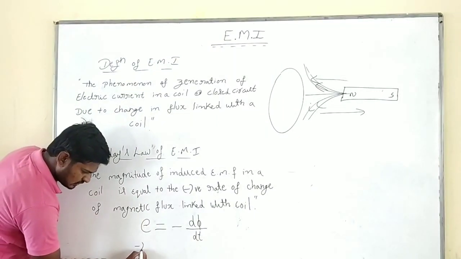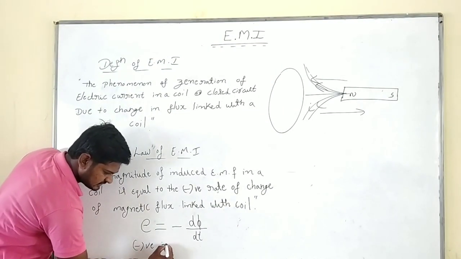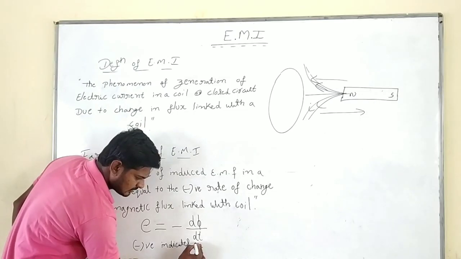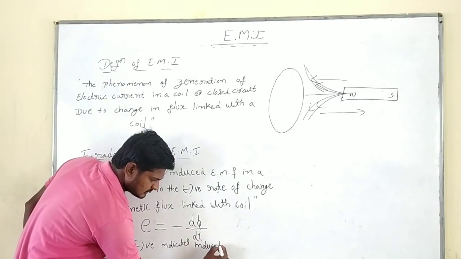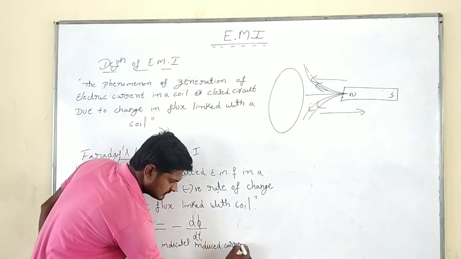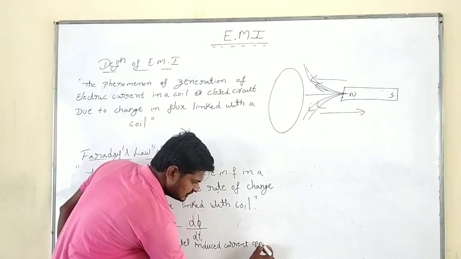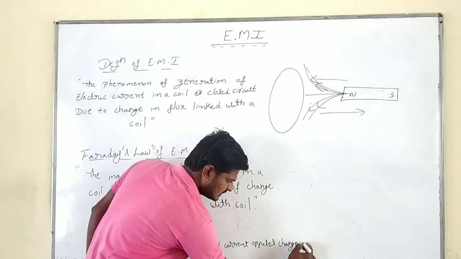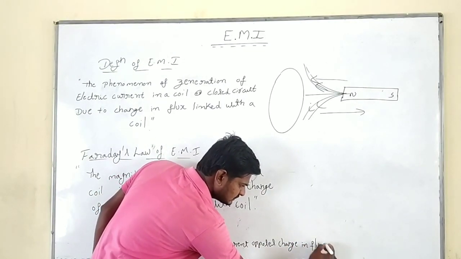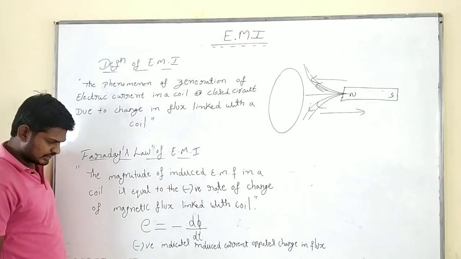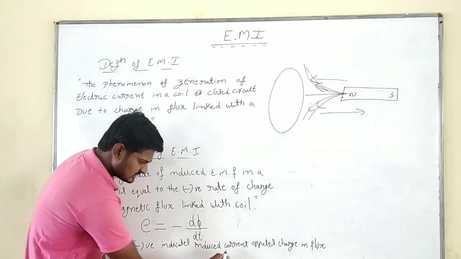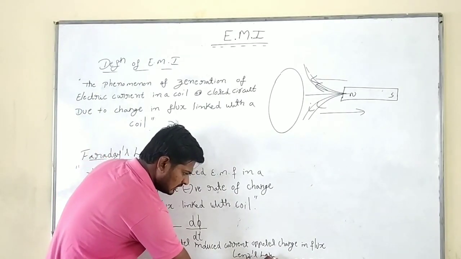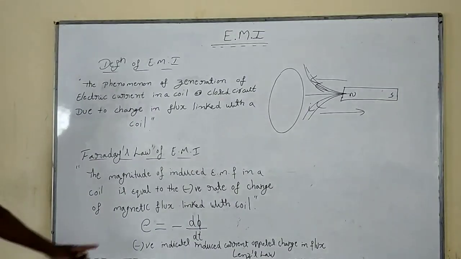Here, what does the negative sign indicate? The negative sign indicates that the induced current opposes the change in flux. Keep in mind, the negative sign indicates that the induced current opposes the change in flux according to Lenz's law. I will explain that in the next concept. According to Lenz's law, the induced current opposes the change in flux.